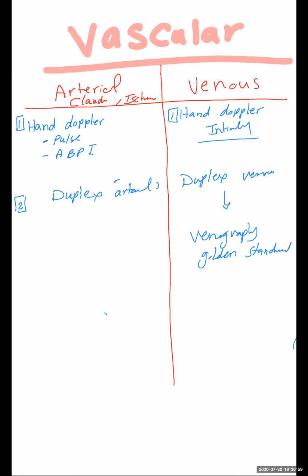Now for arterial. Arterial duplex. Arterial duplex. If patient number 3 is planned for surgery, according to the finding in arterial duplex, I will go for CT angio or MR angio. Renal impairment. If renal impairment, don't do CT angio. Okay.